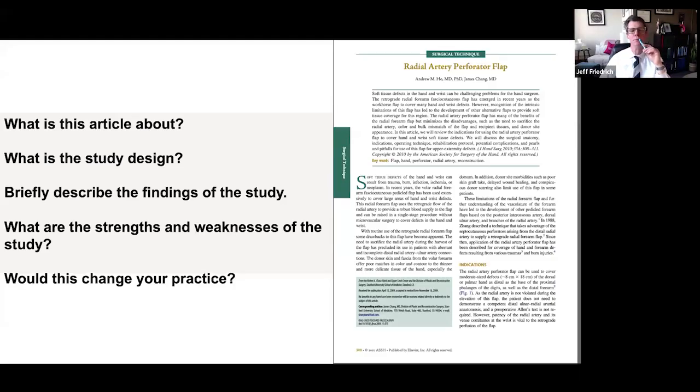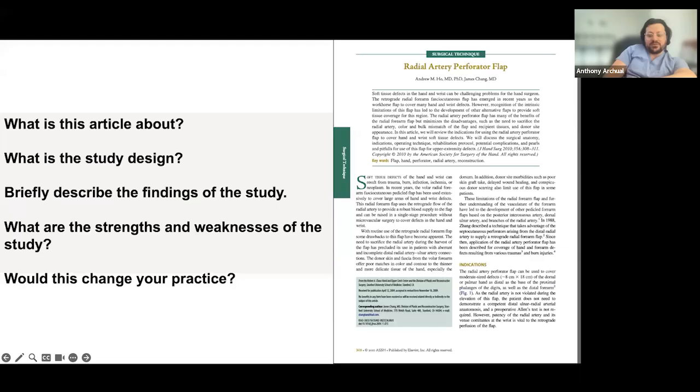It gives very clear indications for when to use this flap, with a color-coded diagram of areas that you can typically reliably reach or cover. It gives a good review of the anatomy and some pearls and pitfalls, and then one illustrative case. The bottom line, or the basis of this flap, is retrograde blood flow from a group of perforators that originate 2 to 4 centimeters proximal to the radial styloid along the course of the radial artery.